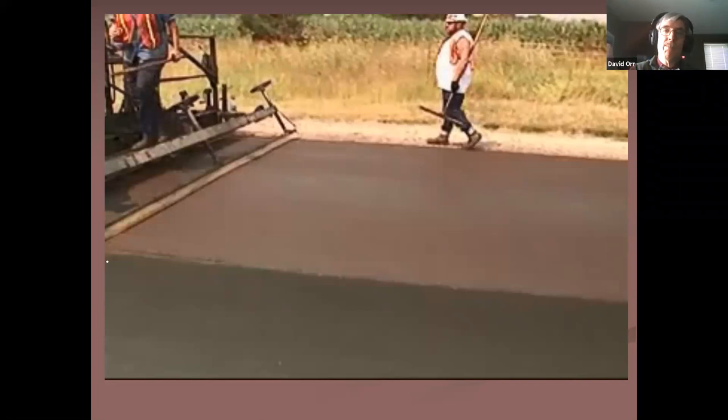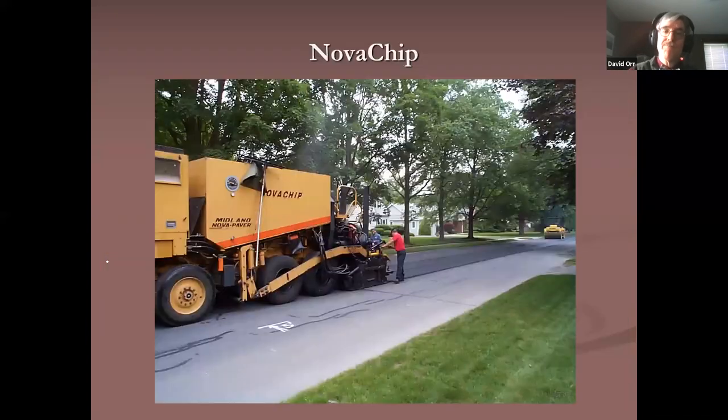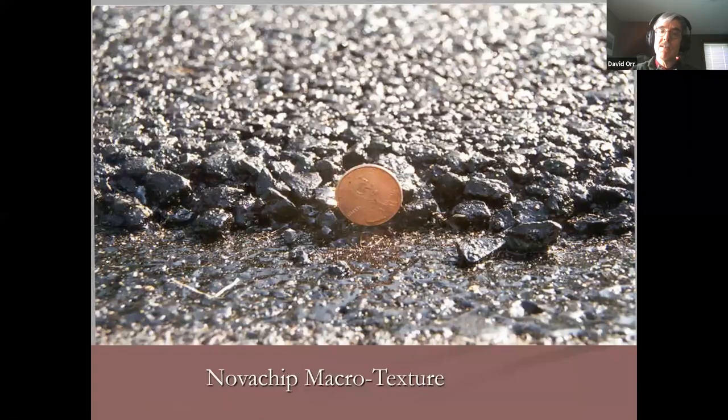If it's brown, when you put it down, you'll be happy, okay? Now, Nova Chip is also called in the New York State DOT specifications paver placed surface treatment, because that's what it is. It's a specialized technique to essentially put a one stone thick layer of essentially hot mix. Okay, it can be very, very effective, but it's still a wearing course.